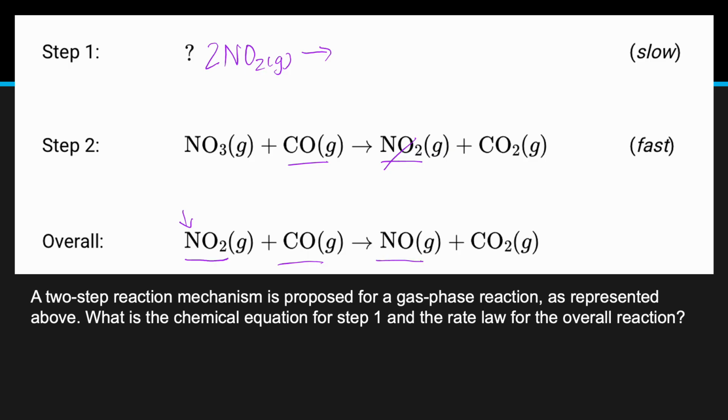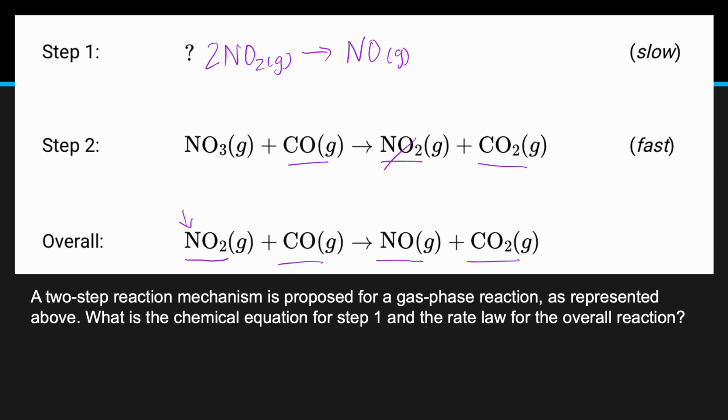Then I go to NO. I do not have NO in my step 2 reaction at all, so I know that's going to be in my product for step 1. And then CO2. CO2 is already a product in step 2, so I also don't need to react or put that into step 1 for the elementary reaction.